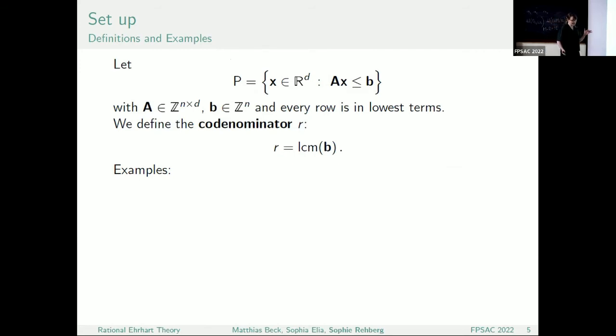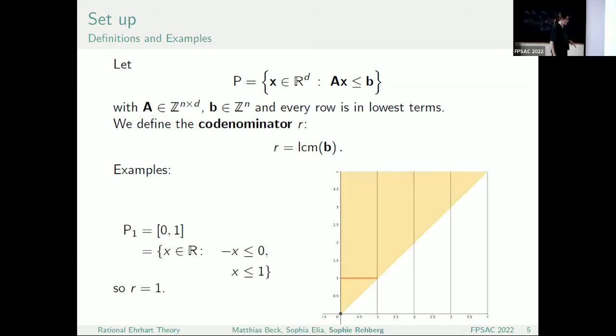So now we need to look at the half space description of the polytope. Every polytope can be described in terms of the intersection of half spaces, and that's this system of inequalities there. And now we only consider rational polytopes, so we can write this description with an integer matrix A and an integer vector B. And then I also require that this description is in lowest terms, right? So every row of A and B together is in lowest terms. And since the polytope is also full dimensional, this description is unique. Then we can define the codenominator as the lowest common multiple of all the entries in B. And this is well defined.